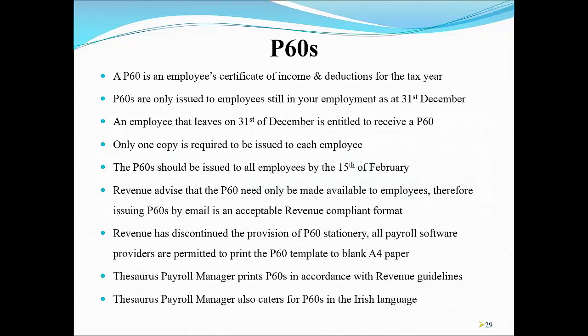So then we look at the P60s. The P60 is the Employee Certificate of Income and all deductions such as PAYE, PRSI and USC for the tax year, and also LPT actually. P60s are only issued to employees who are still in your employment as at the 31st of December. So any employee that leaves during the tax year prior to the 31st of December would not be entitled to receive a P60 from you. If an employee leaves on the 31st of December, then they are entitled to a P60, and they would also get a P45. Only one copy is required to be issued to each employee, and the P60 should be issued to the employees by the same deadline as the P35, that is the 15th of February.